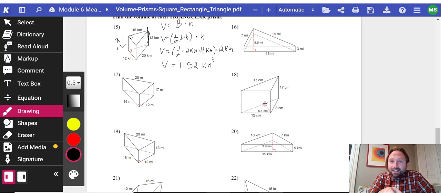All right, guys, make sure you catch the area of the base. And how do you find the area of the base? Well, for triangles, it's 1/2 of the base times the height, but not the height of the 3D shape, the height of the 2D shape. Then you have to take all that and see how many times it repeats, also known as the height of the 3D shape.